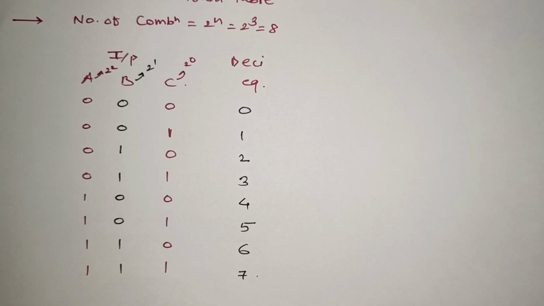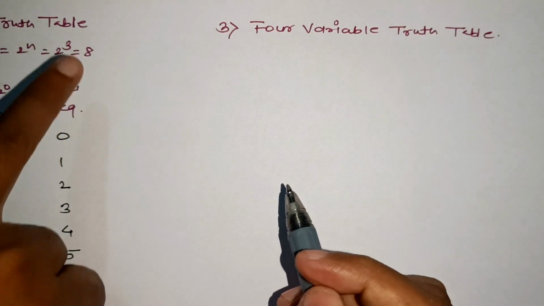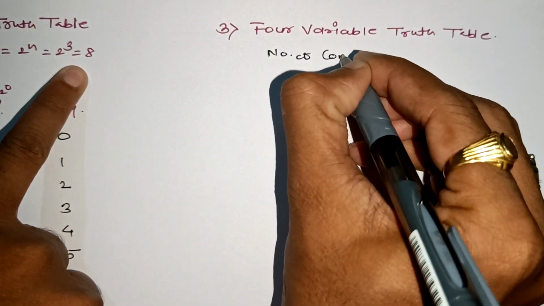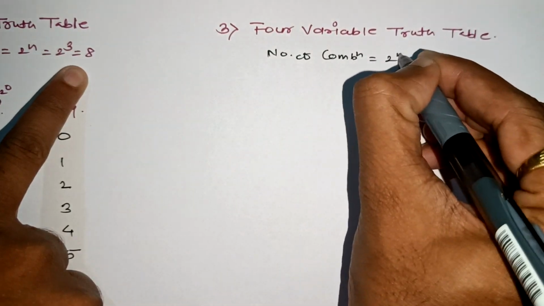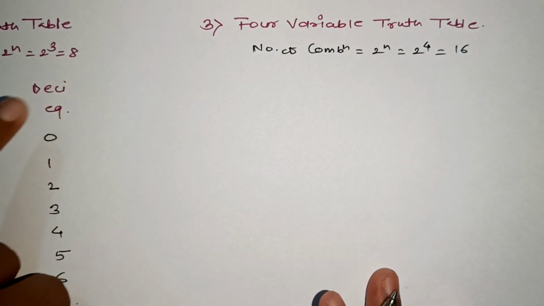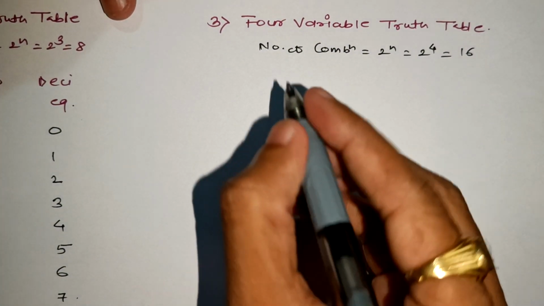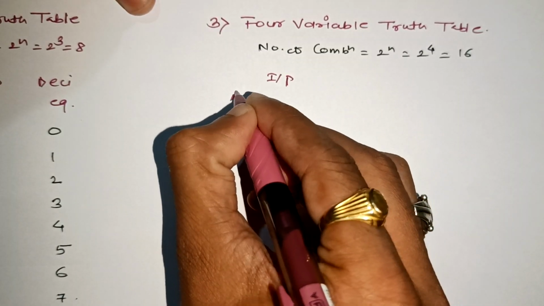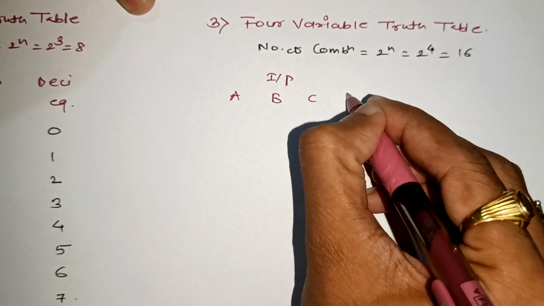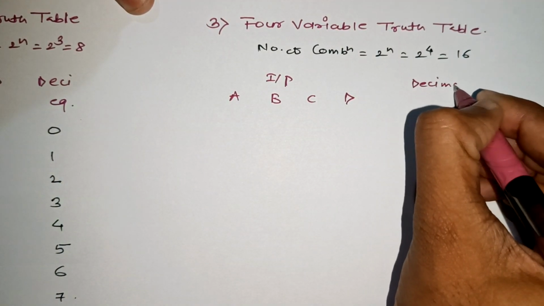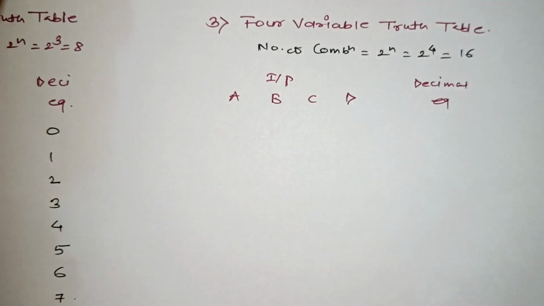Same approach we will follow for four variables also. Now the first step, number of combinations: we simply write the formula, number of combinations 2 raised to n, will be 2 raised to 4 as 16. So we'll have to write a total of 16 combinations. So let's start with the input terms. We have a, b, c, d, and here we'll be writing its decimal equivalent.